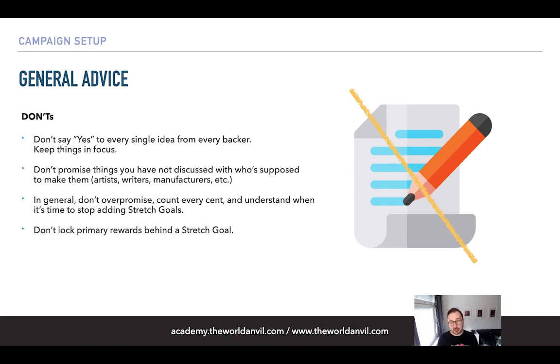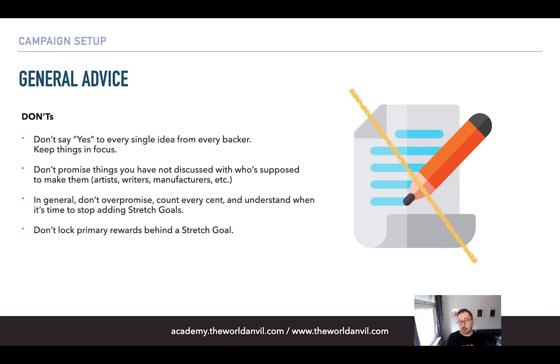Also, do not promise things that have not been discussed with who's supposed to make them, including artists, writers, manufacturers, musicians, whatever it is. So if your game did not include plastic miniatures before and you have not done estimates for them, unlocking plastic miniatures as a stretch goal without doing all the calculation is a really, really bad idea, because you will find out that you have made a mistake and it's going to cost you a lot of money. So do not promise something that you didn't have the chance to really see in an Excel sheet.